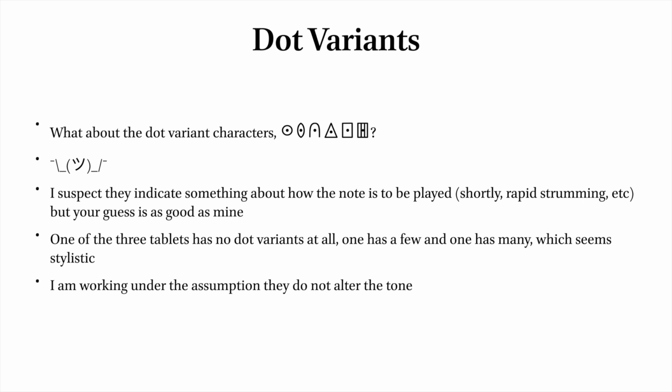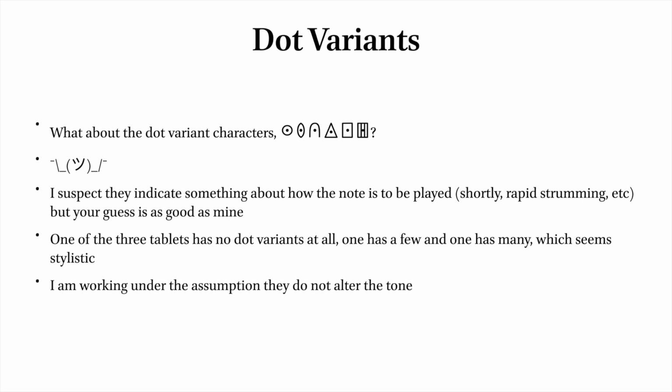I don't know. I suspect they indicate something about how the note is to be played, like shortly or rapid strumming, but your guess is as good as mine. One of the 3 tablets has no dot variants, one has a few, and one has many, which sounds like something that's stylistic rather than systematic. I am working under the assumption that they do not alter the tone.